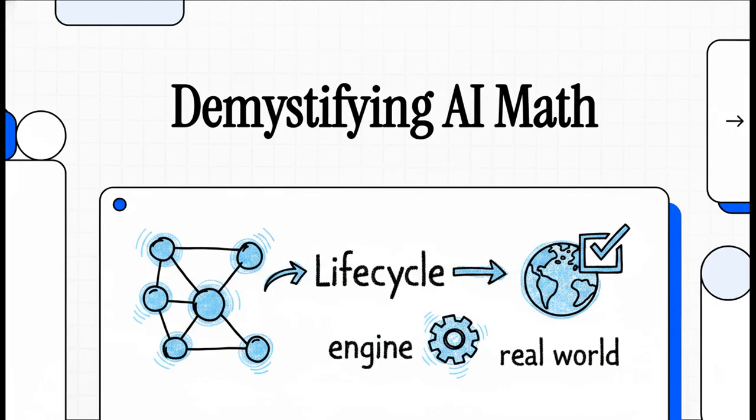Welcome to the Explainer. Today we are doing something really cool. We're going to demystify the intimidating math behind modern machine learning. We'll trace the complete life cycle of a neural network model, all the way from its architectural foundations to how it's honestly evaluated in the real world. Think of this as opening up the hood of the AI engine to see exactly how the gears turn.